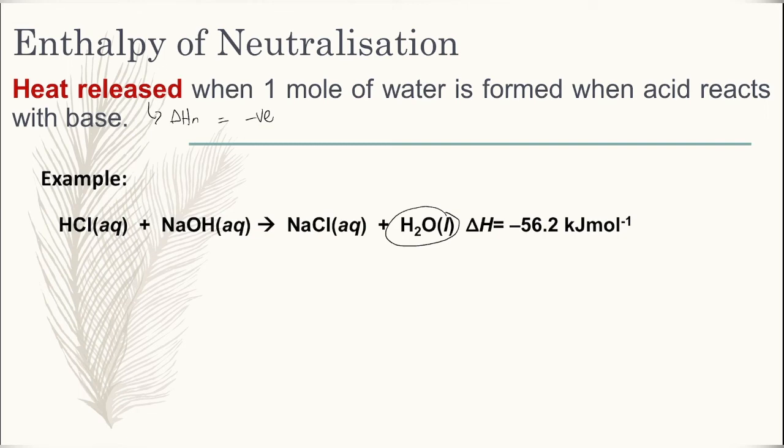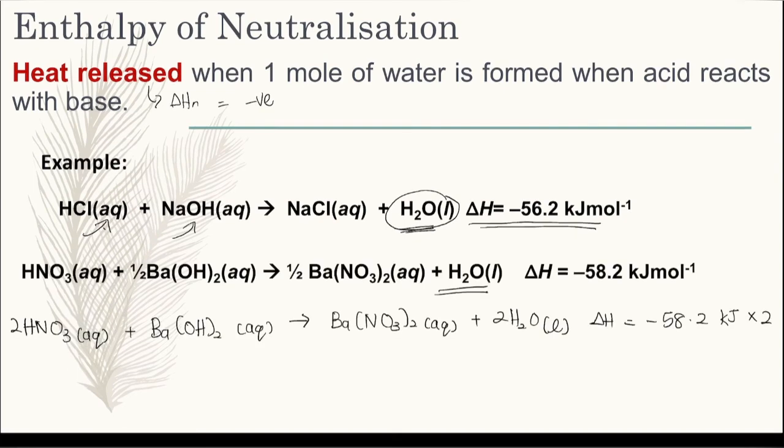Please bear in mind that this is the value of enthalpy of neutralization that is produced when 1 mole of water is formed from the reaction between an acid and also a base. The next example is the reaction between nitric acid and barium hydroxide, producing barium nitrate and water. In order for you to produce 1 mole of water, the value of enthalpy of neutralization is negative 58.2 kilojoule per mole. You have to be careful when balancing the equation.